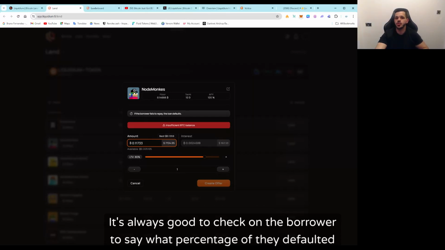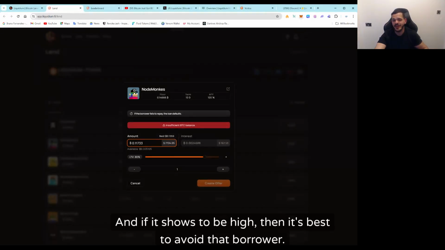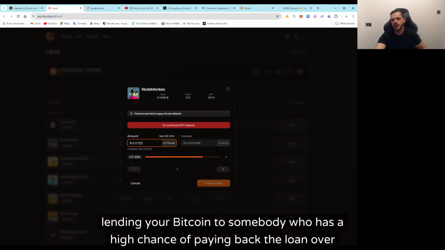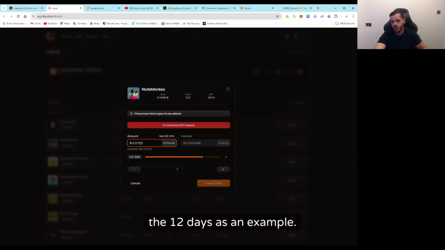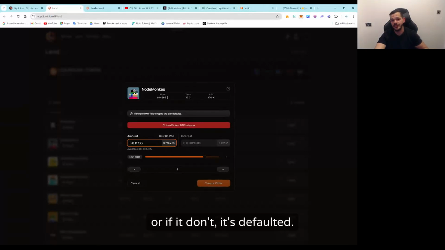It's always good to check the borrower to see what percentage of their loans have defaulted, where they don't pay back the loan. If it shows to be high, then it's best to avoid that borrower. You want to make sure you're lending your Bitcoin to somebody who has a high chance of paying back the loan over the 12 days, as an example. Once that's done, you just wait your 12 days, and then you get your Bitcoin back. Or if they don't, it's defaulted.